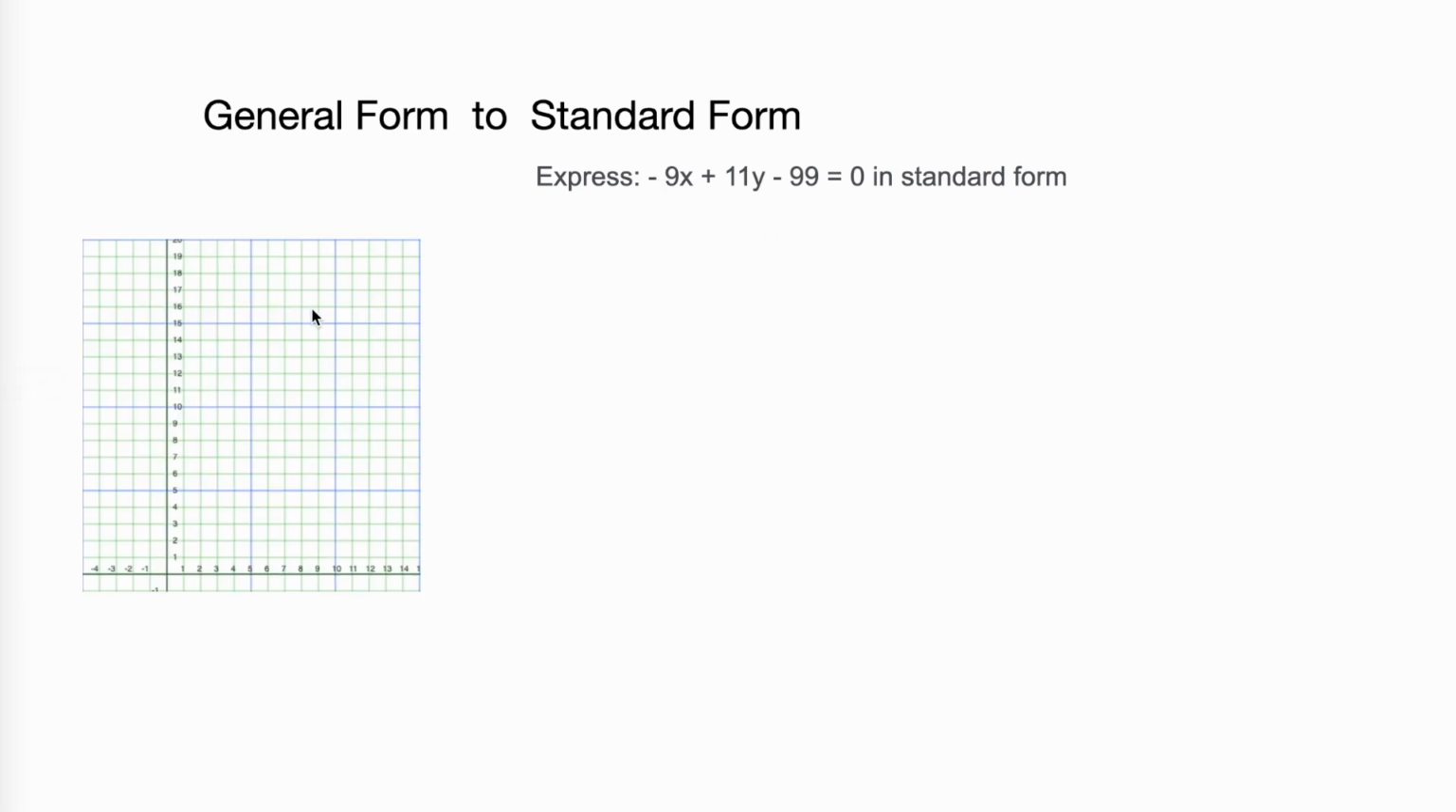We want to eventually graph this. Here's a graph. I'm adding 9x to this side, adding 9x to that side. That's going to give me 11y minus 99 is equal to 9x. I want to get the 11y all alone. I want to get rid of the negative 99. I'm going to add 99 to both sides. That's going to give me 11y is equal to 9x plus 99. I want to get rid of the 11. That's multiplying the y. So I'm going to divide both sides, which means divide all terms by 11.